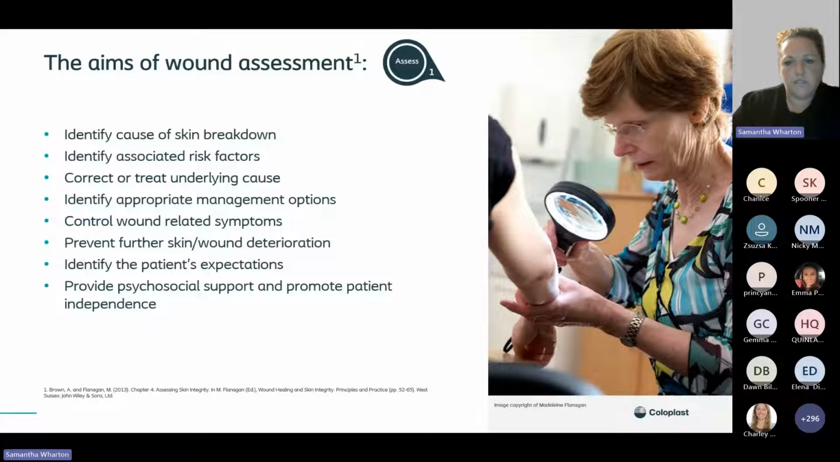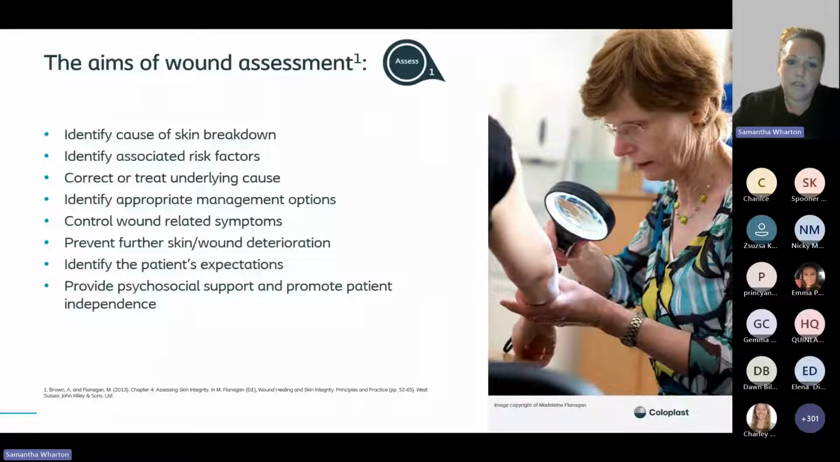Then you want to look at those risk factors. So the patient's risk factors, the environmental risk factors that could be influencing whether that wound's going to heal or not. Correct and treat underlying causes. Again, when we think of wounds on the lower limb, it's about applying that compression, doing that full holistic lower limb assessment and identifying if there's sufficient arterial supply that we're getting that compression on to ensure that wound heals. Identifying appropriate management options, so seeing what the different options are.